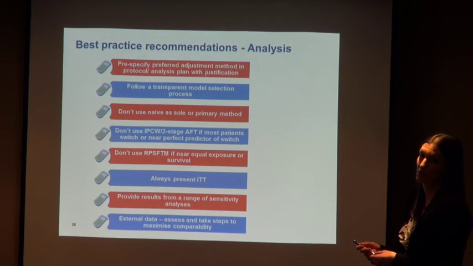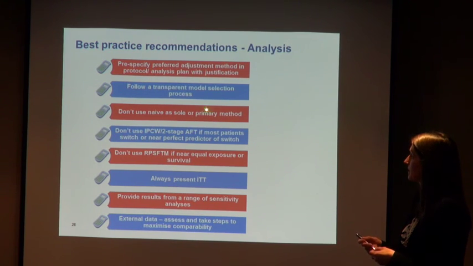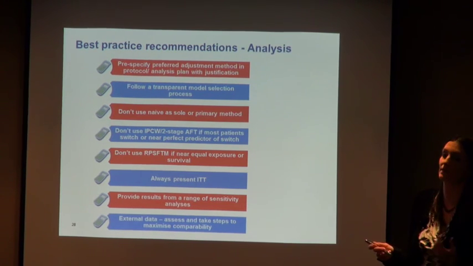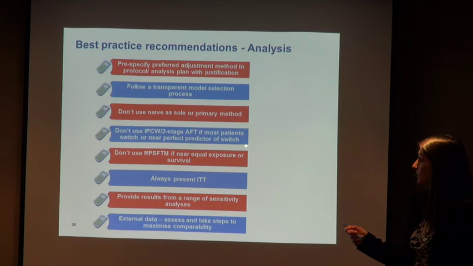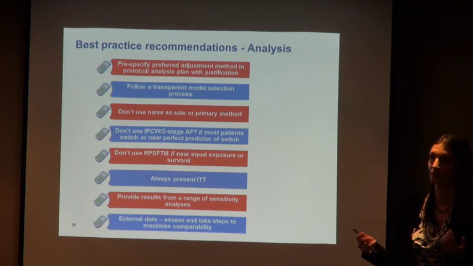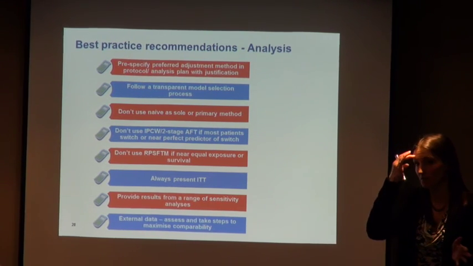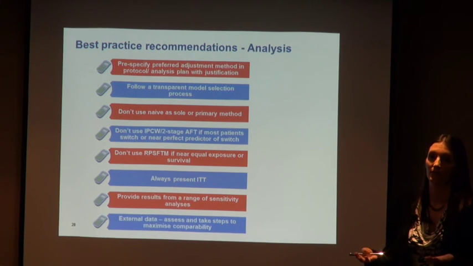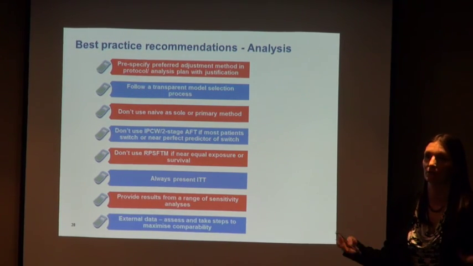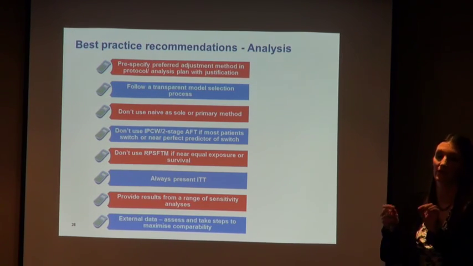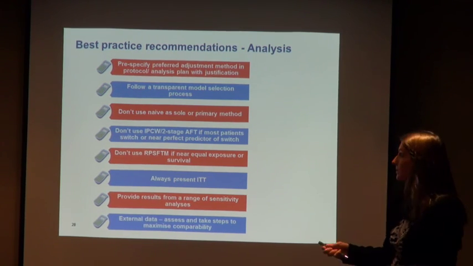Naive methods probably shouldn't be your sole or primary method if you have any possible choice. As I said, the IPCW and accelerated failure time models run into problems if you've got a lot of patients switching, or if you've actually got a near-perfect predictor of switch as well. That causes problems. Our rank-preserving structural failure time model runs into problems if you've got similar exposure to experimental treatment in both arms or similar survival in both arms. If you've got similar exposure, then you don't have a unique solution to the equation, so you end up with multiple solutions. If you've got equal survival, then you're never going to move your hazard ratio far away from one, so there's actually no point in doing it.